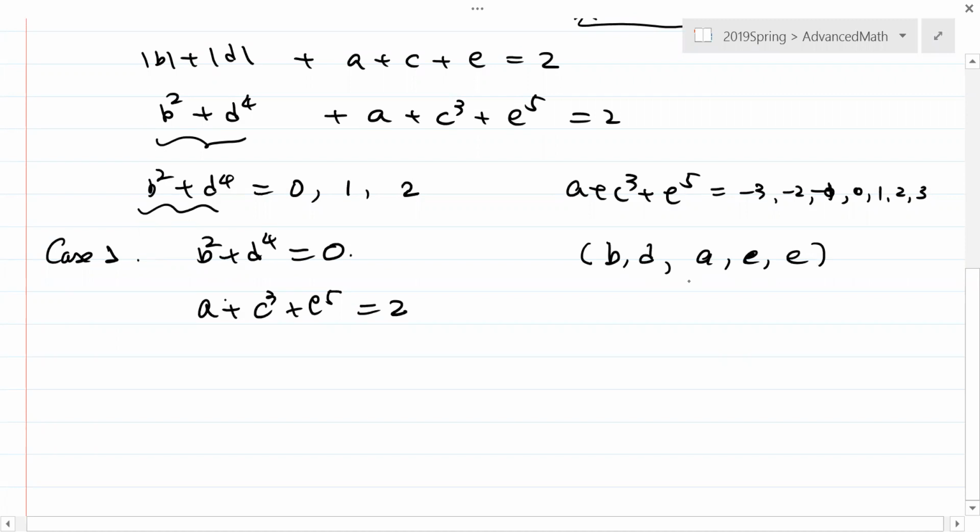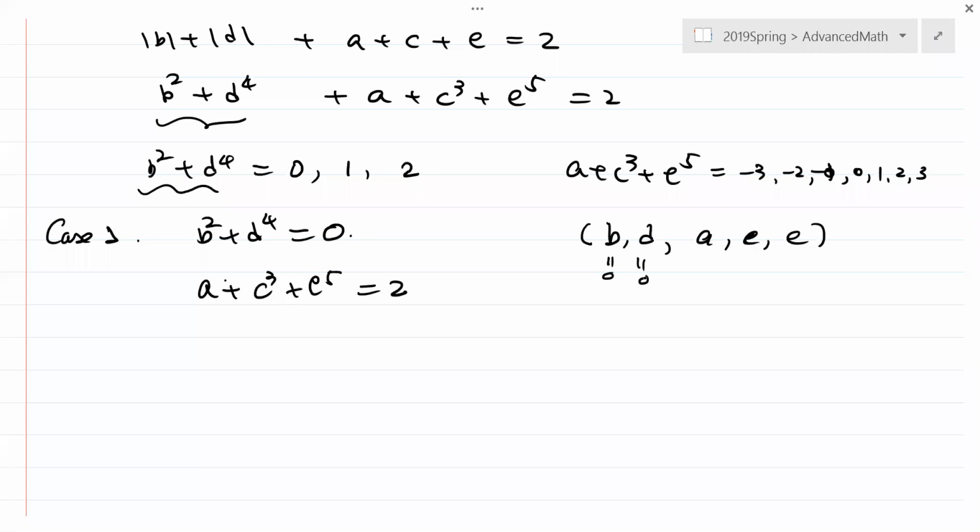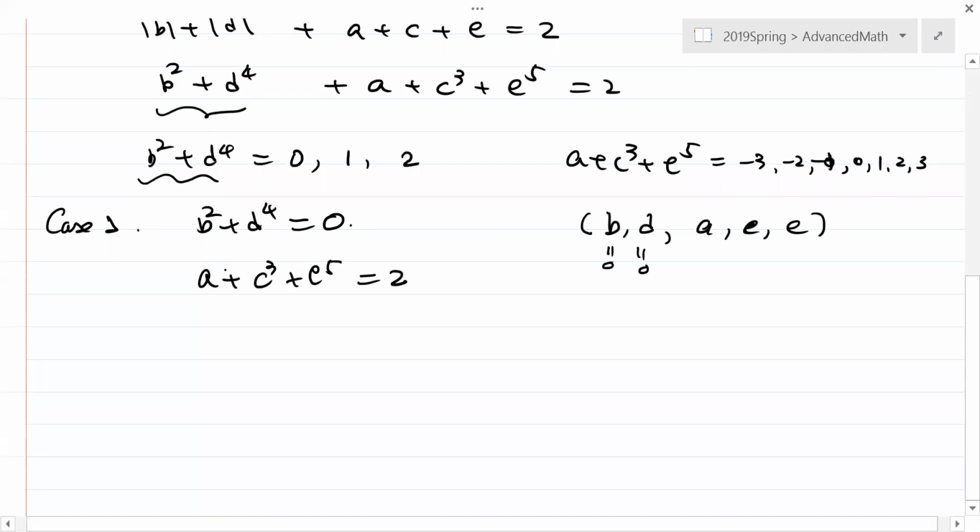So in the first case, B squared plus D to the fourth power is 0. Then you find that this part must be 0, which is clear. Then you just need to see how many choices there are for A, C, and E so that the sum is 2.